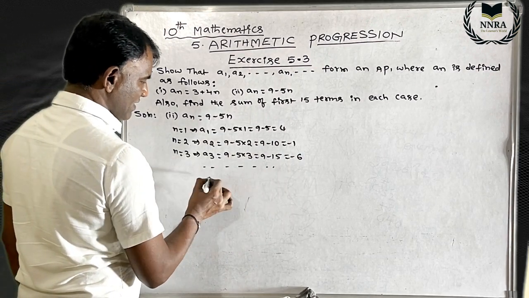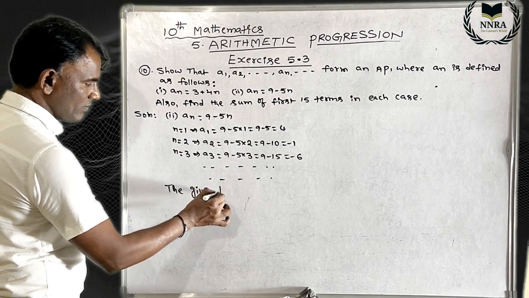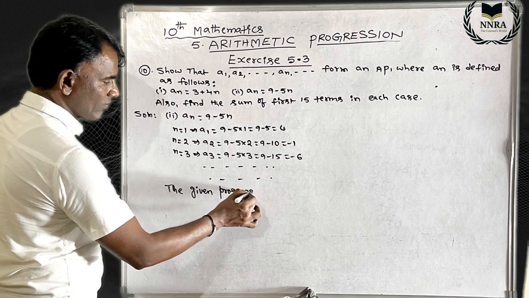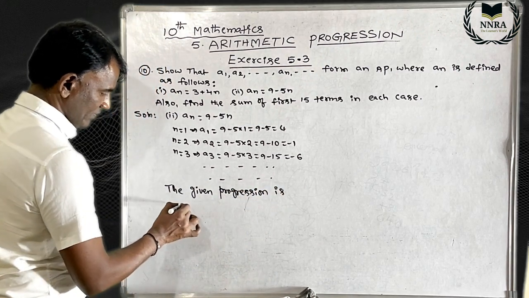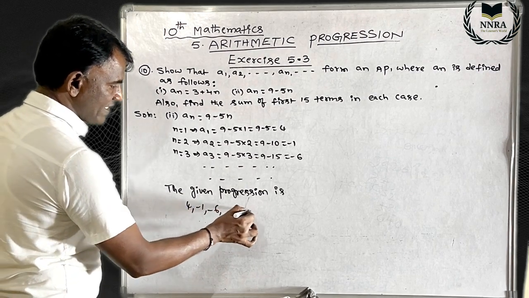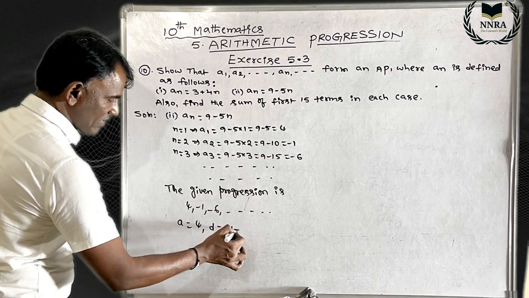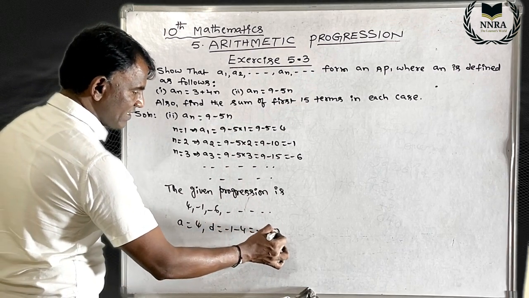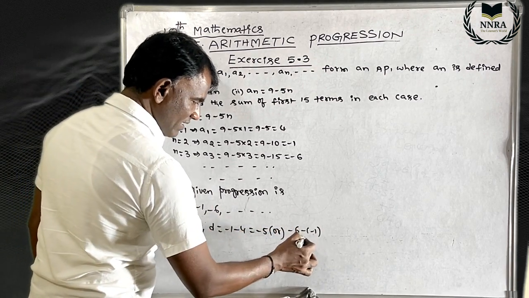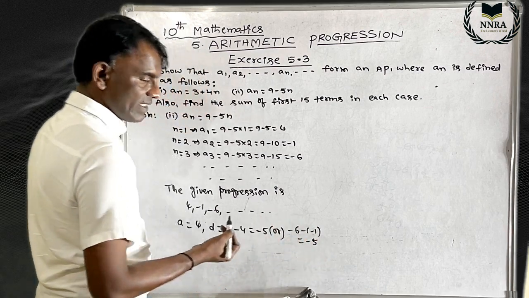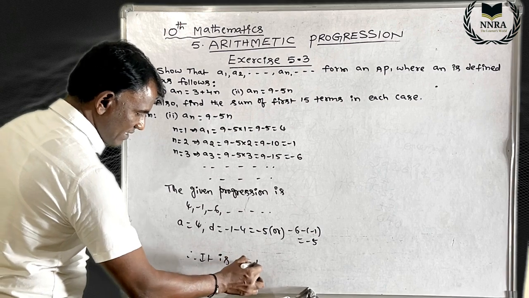And so on. Just write here the given progression is 4, then minus 1, minus 6 and so on. So here a equal to 4, d equal to minus 1 minus 4 equal to minus 5, or third term minus second term means minus 6 minus of minus 1, that is minus 6 plus 1 equal to minus 5. So common difference is the same. Therefore it is an AP.